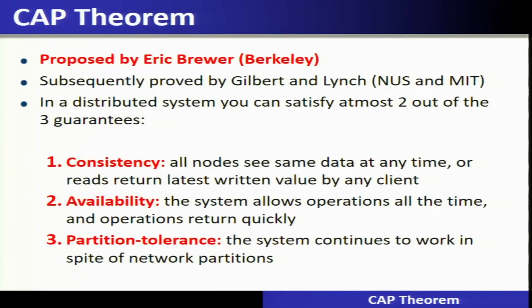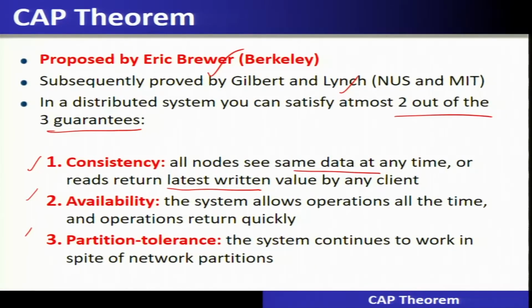So, the CAP theorem is proposed by Eric Brewer from Berkeley, which was subsequently proved by Gilbert and Lynch. So, in a distributed system, you can satisfy at most 2 out of 3 guarantees. So, what are these 3 guarantees, of which only 2 can be supported according to the CAP theorem? The first one is called consistency, that is, a node sees the same data at any time, or the reads return the latest written value by any client, that is called consistency.